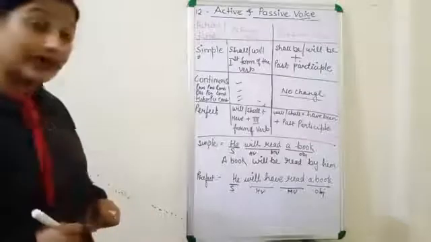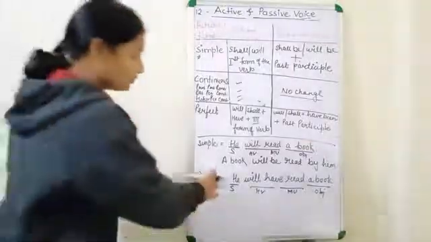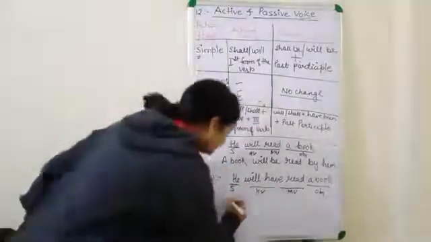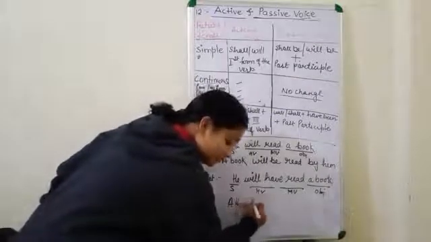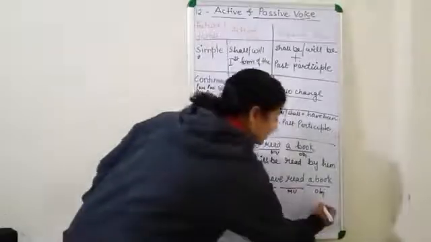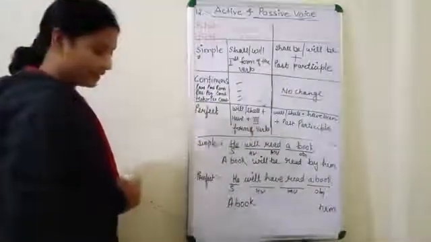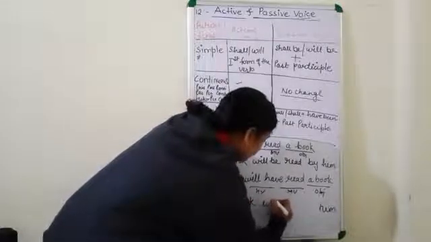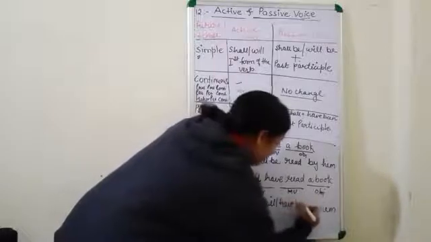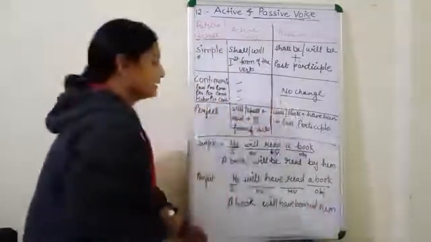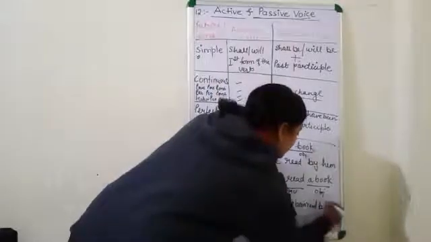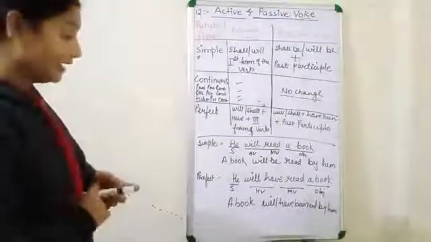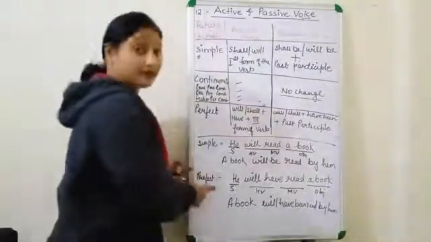Now see this perfect tense example. He will have read a book. He will have. So rule number 1 is identification. Rule number 2 is conversion. Now you convert. A book. Here we will write him. Now, a book will have been read. Then preposition and him. A book will have been read by him. This is your future perfect tense.